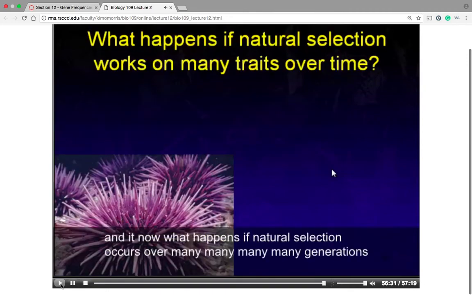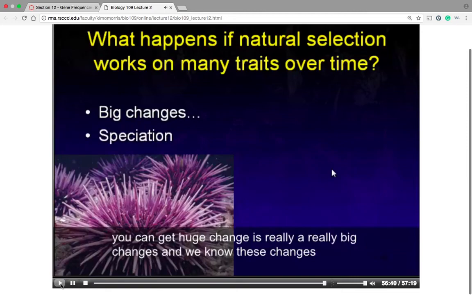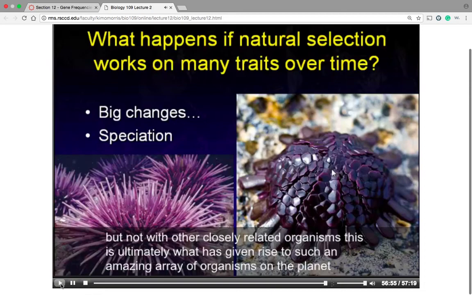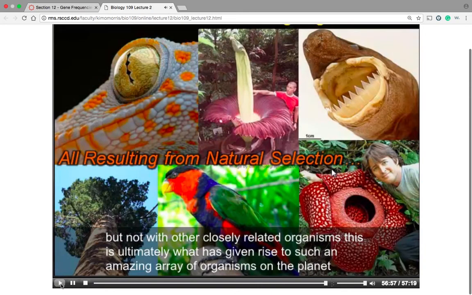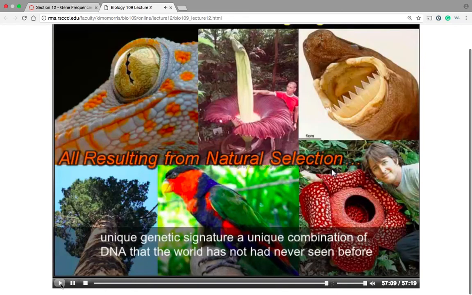And what happens if natural selection occurs over many, many generations? You can get huge changes. Really, really big changes. And we know these changes as speciation. Speciation really is the creation of new populations of organisms that are distinct breeders. That is, they breed with each other, but not with other closely related organisms. This is ultimately what has given rise to such an amazing array of organisms on the planet, such a huge diversity and abundance. And each one of these organisms is represented by a unique genetic signature, a unique combination of DNA that the world had never seen before.